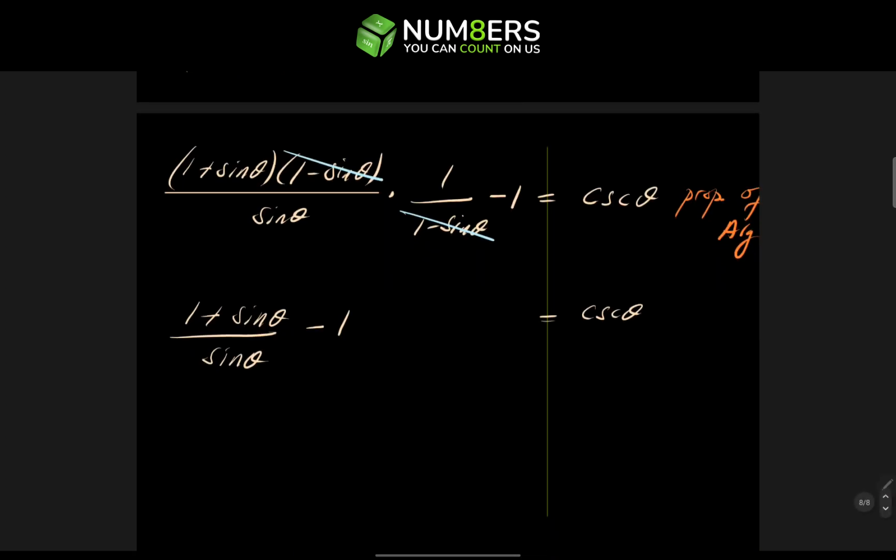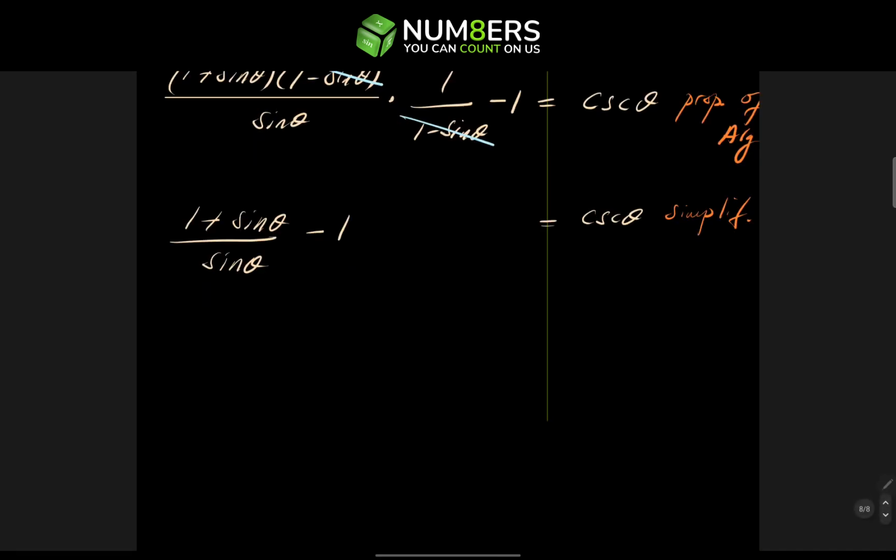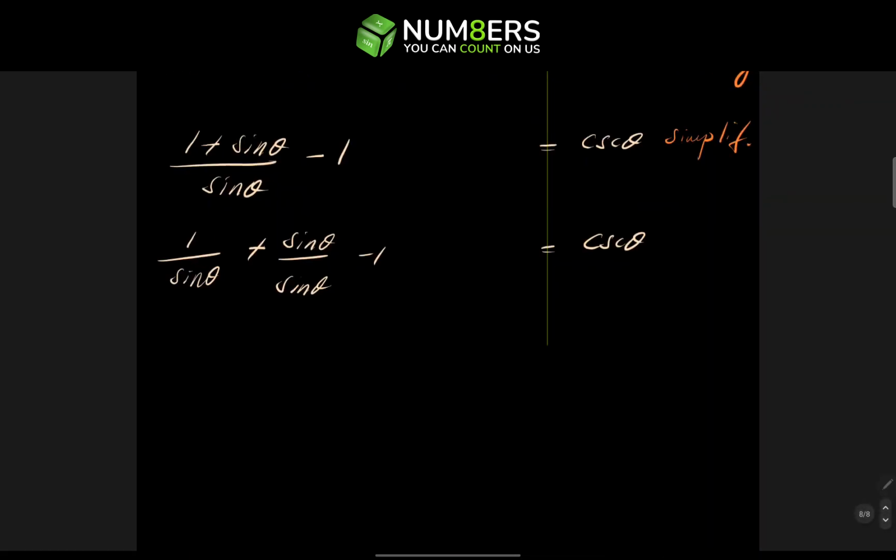And here what we did was we simplified. So you write simplifying. And the next step is I'm going to split this into two different fractions by writing 1 over sine theta plus sine theta over sine theta minus 1 equals cosecant theta. Again, here we use properties of algebra by splitting a fraction into two. That's properties of algebra.